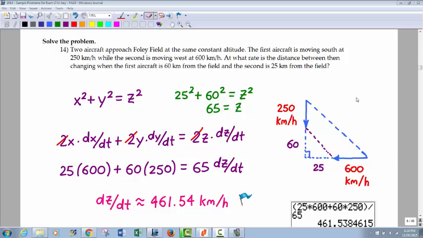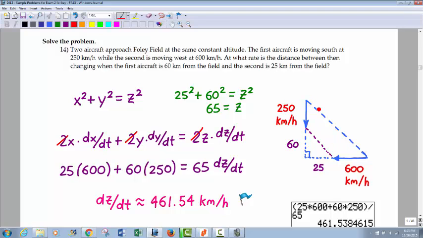All right, let's take a look at this related rate problem, number 14. Got a right triangle, two aircraft approaching a field like so, coming toward the same point. And in this case, unlike the latter, everything has a rate of change. So as the distances are decreasing, the distance between the two planes will obviously be decreasing.